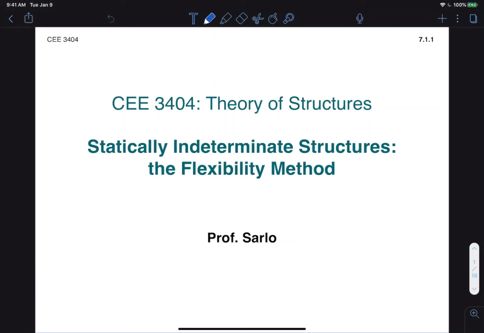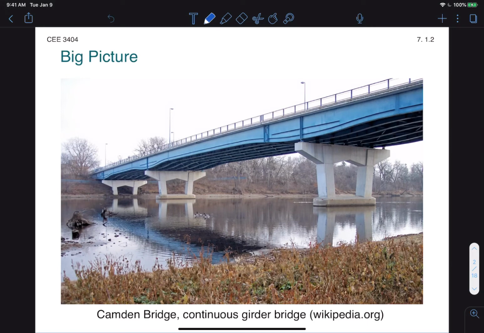All right, so congratulations. We've made it past determinate structures, and finally we get to deal with indeterminate structures. We're going to introduce today the flexibility method, which is one of the most fundamental methods for solving indeterminate structures. And I like it because it is very intuitive to apply, as we'll see. But the study of indeterminate structures is important because it opens up our abilities to deal with a much wider range of structures. So let's look at that in the big picture.